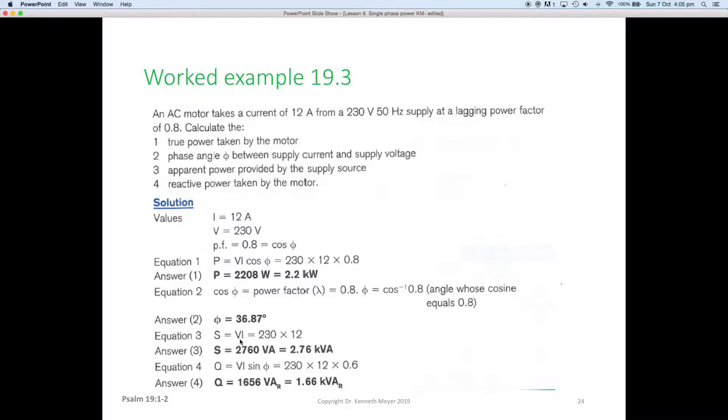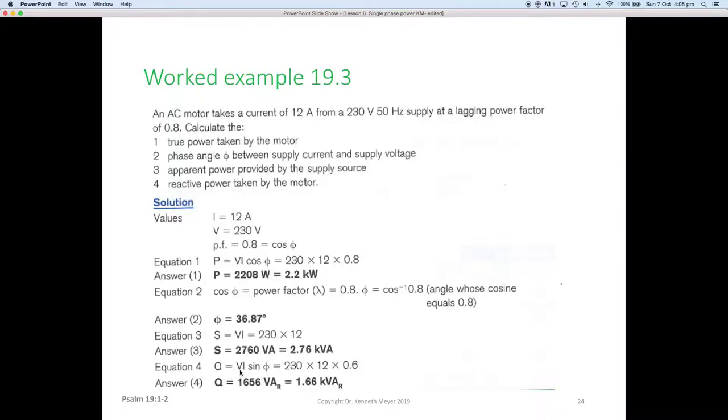The next thing is we needed to find the volt amps, the voltage multiplied by the current. So the VA is nice and easy. They told us the voltage, they told us the current. We don't have to worry about any angles. It's just volts times current for VA, giving us 2,760 volt amps, or 2.76 kVA.